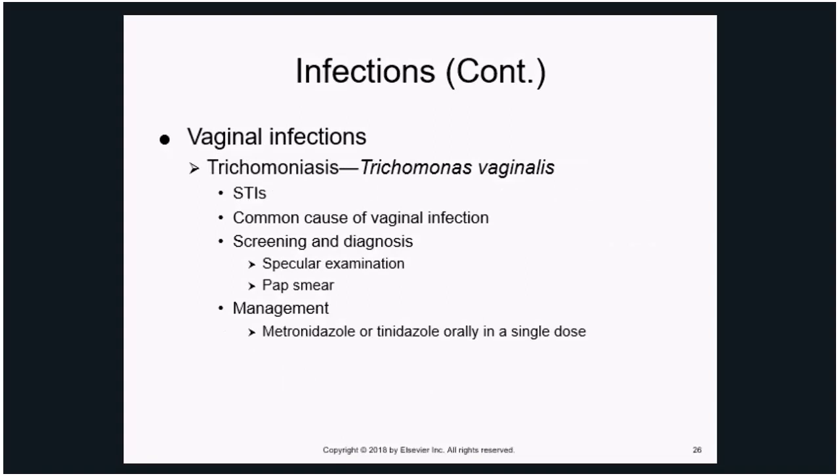Other vaginal infections include trichomoniasis. It's an STI. It's a common cause of a vaginal infection. Screening and diagnosis is done with a speculum examination and a pap smear. You will see the cervix has what they call a strawberry appearance, little red patches all around the cervix. Management is metronidazole or tinidazole orally in a single dose.